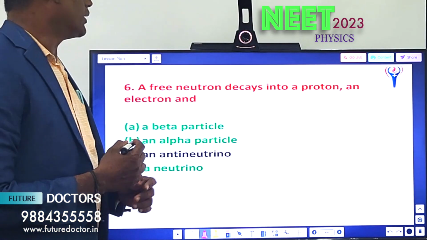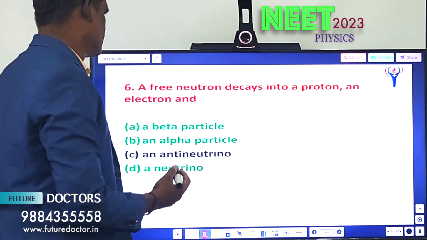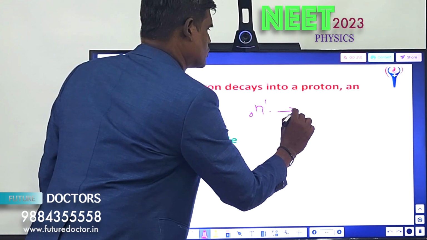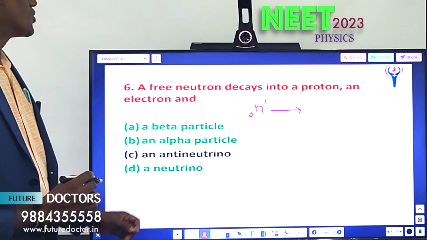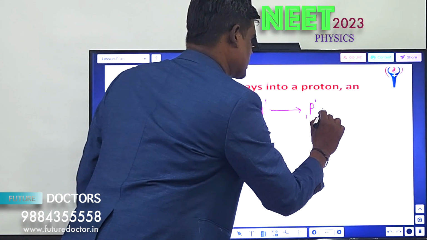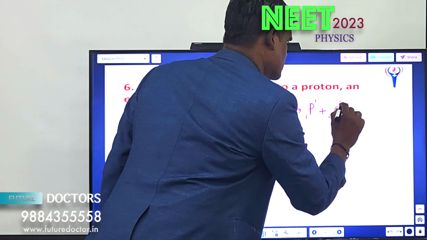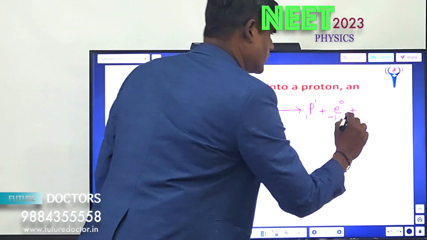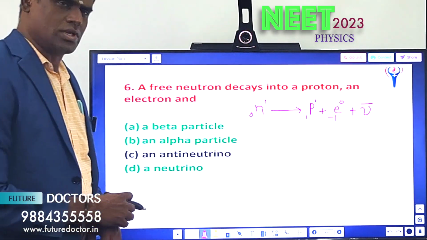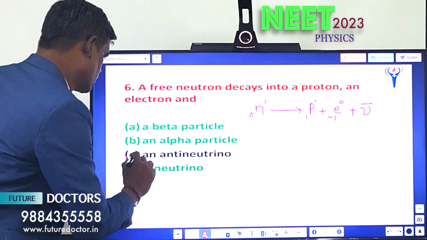A free neutron decays into a proton, an electron and a dash. Let's write the nuclear reaction. Neutron is n 0 1. That decays into a proton, P 1 1, plus an electron. Electron is a beta particle, e minus 1, 0, plus an antineutrino. Antineutrino is the correct answer. That is nu bar. Neutrino is nu 0 0. Antineutrino is the antiparticle of the neutrino. Therefore, antineutrino is the correct answer.